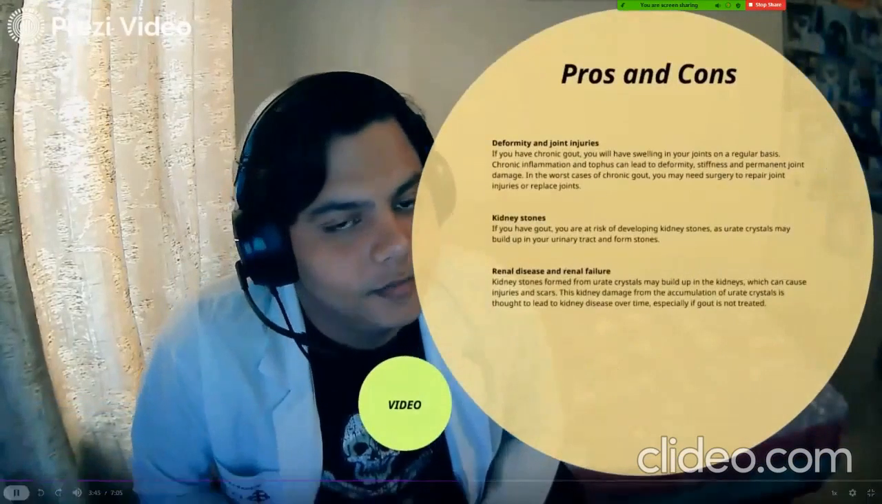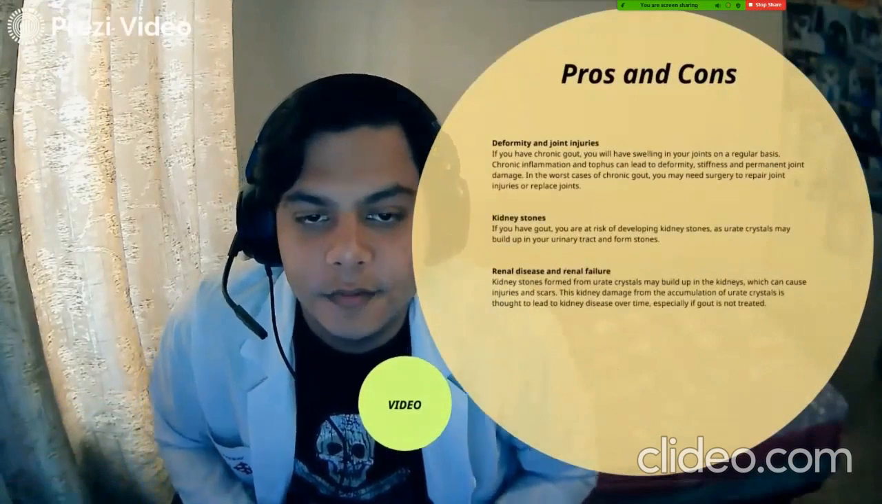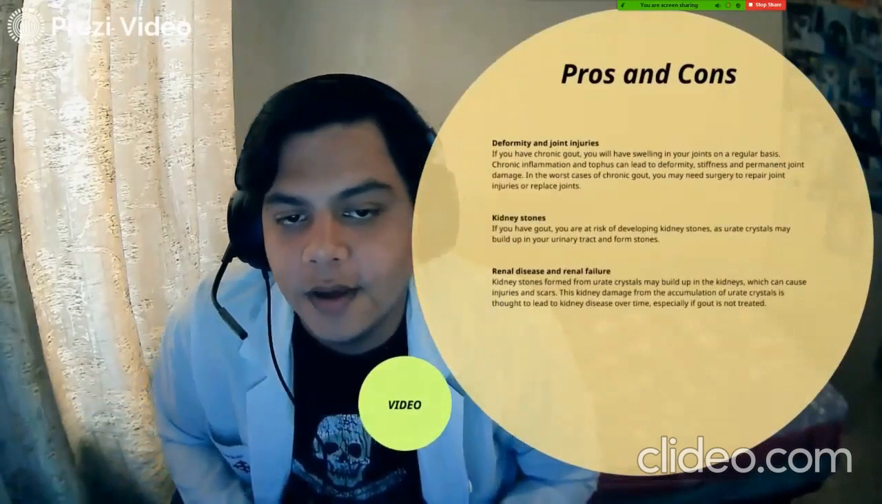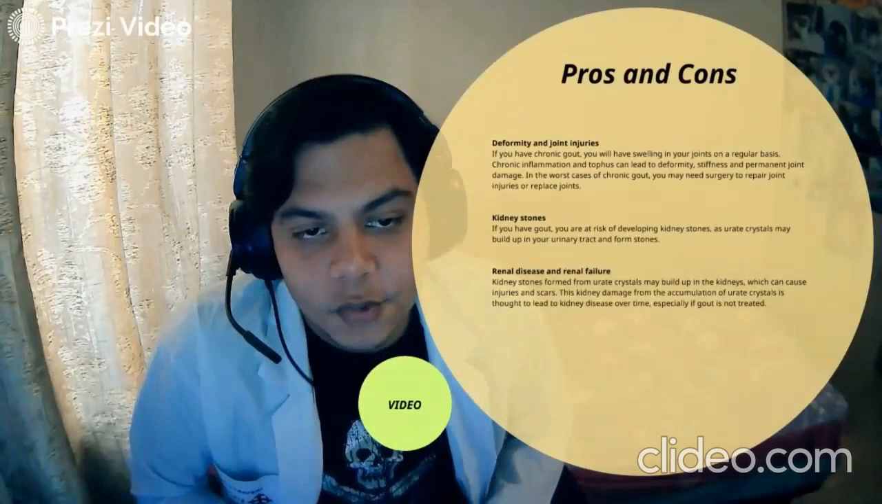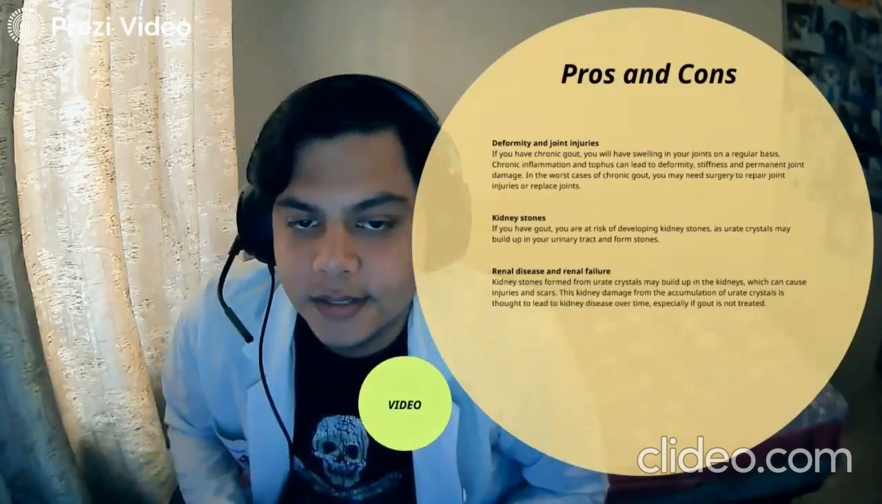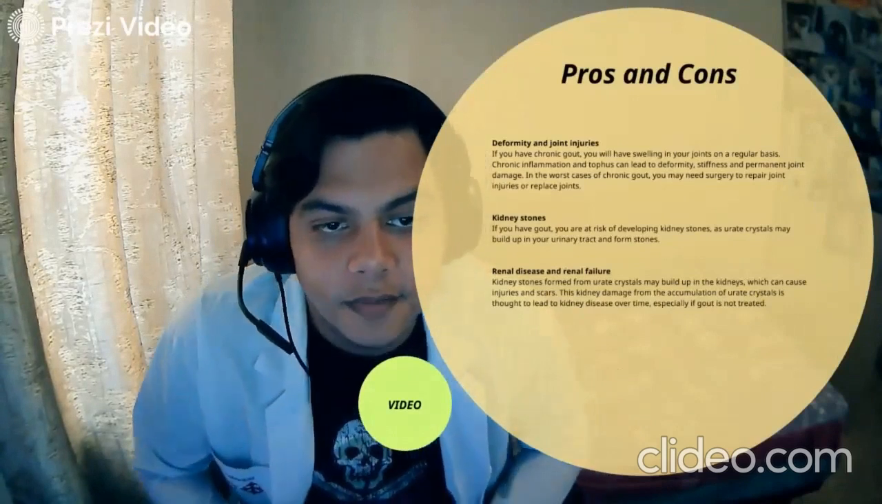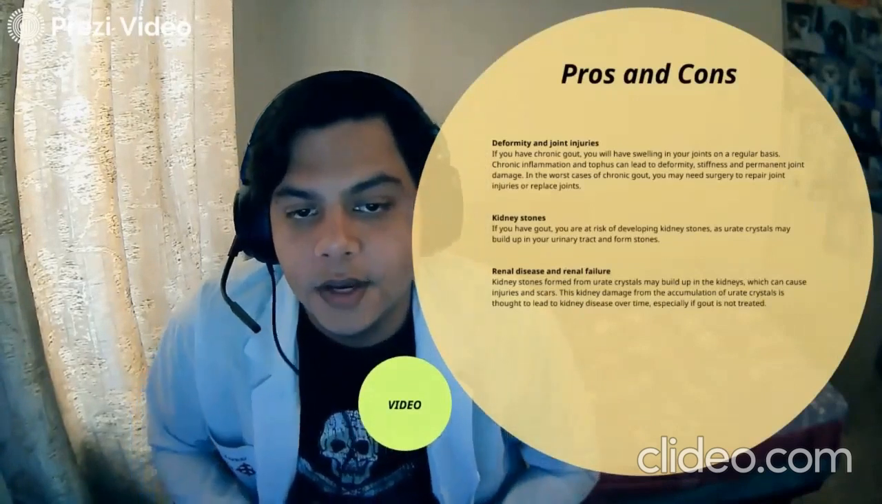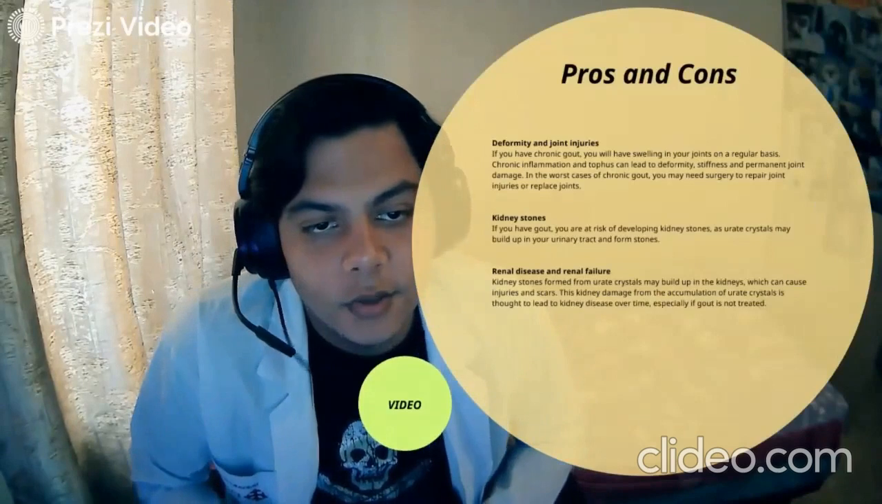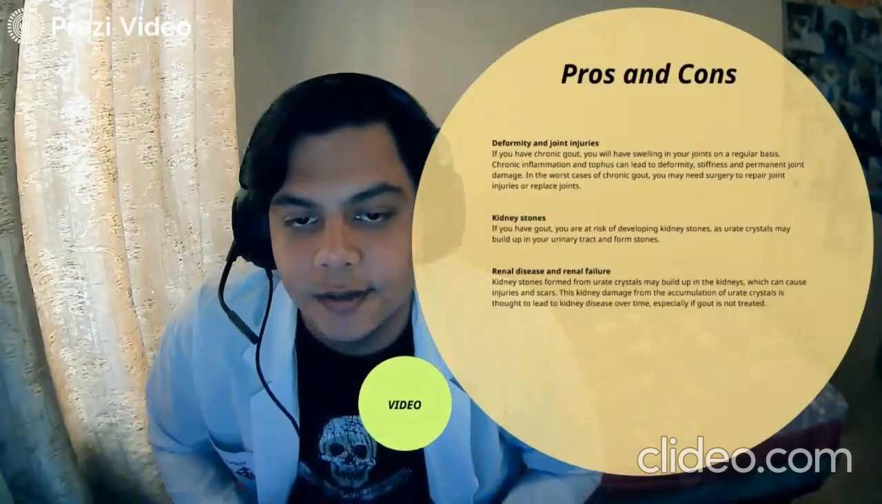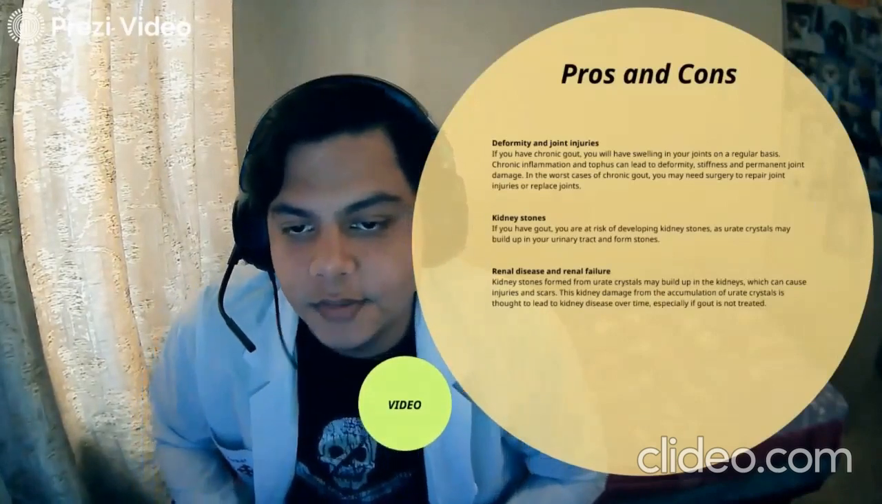Okay, pros and cons. I just found cons. Deformity and joint injuries. If you have chronic gout, you'll have swelling in your joints on a regular basis. Chronic inflammation and thrombus can lead to deformity, softness, and permanent joint damage. In the worst cases of chronic gout, you may need surgery to repair these injuries and replace some joints.